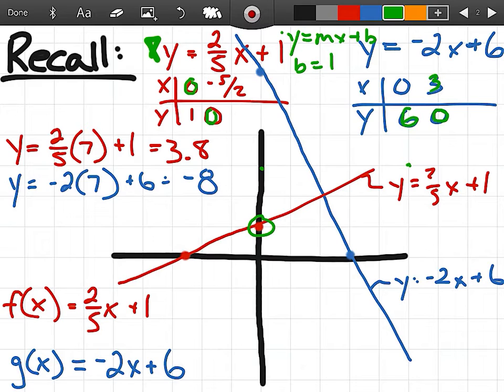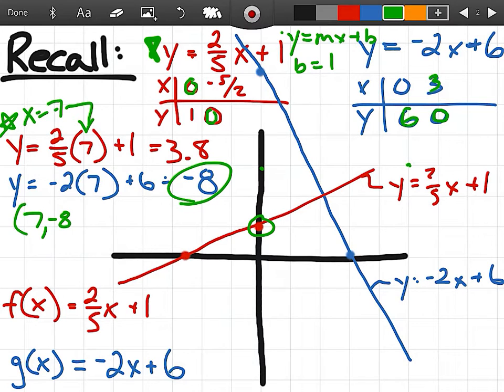So these are functions, and what I'd like you to do is look over here on the left side where it says y is equal to 2/5 times 7. I want to ask, what does x equals 7 look like? So I bring out my red equation and input 7 where the x is. What I end up getting is -8. So I have another coordinate pair here that would be 7, -8. So for my red line, I'd go 1, 2, 3, 4, 5, 6, 7.